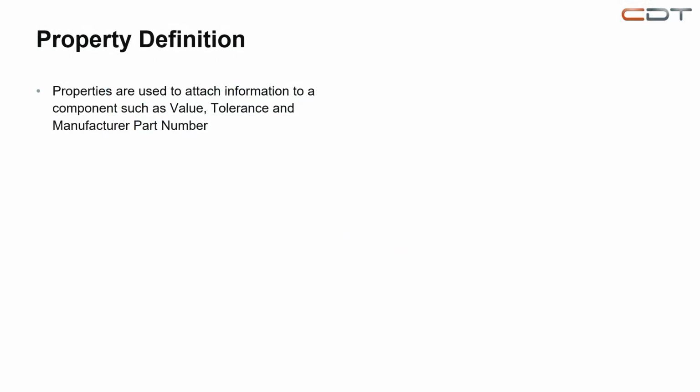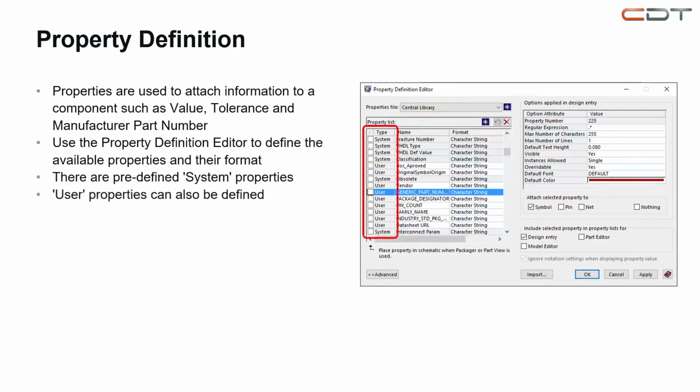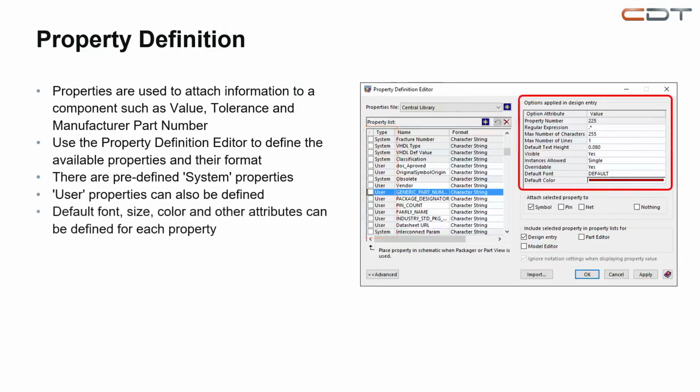Property definition. Properties are used to attach information to a component such as value, tolerance, and manufacturer part number. You can use the property definition editor to define the available properties and their format. There are predefined system properties as well as user properties. You can change the default font, size, color, and other attributes.